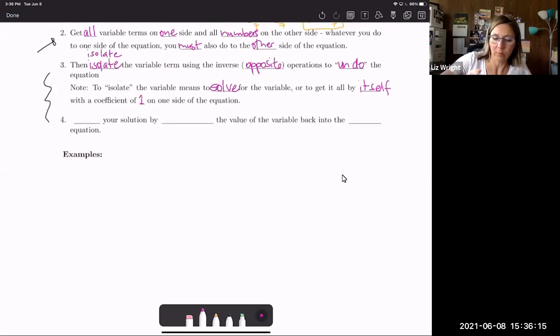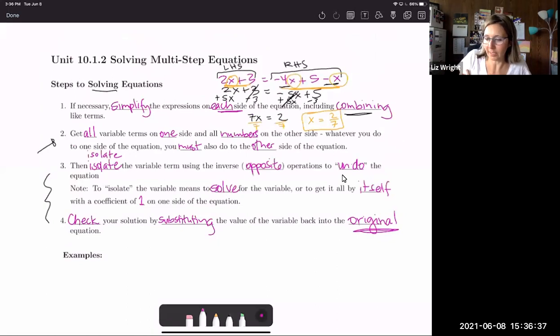Then finally, we are going to check your solution by substituting the value of the variable back into the original equation. That's really important to do it back into the original. I've had students before say, oh, I'm just gonna plug it in. It's so easy. I'm just gonna plug it in right here because that's where I've simplified it to. But what happens if we made a mistake right here?